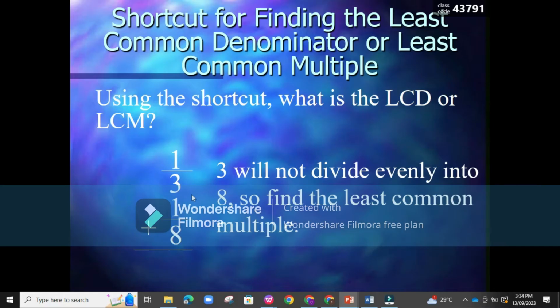Okay, since 3 will not divide evenly into 8, find the least common multiple. For the least common multiple, you're going to do the listing method, or later on I will introduce to you the prime factorization method. So the LCD between 3 and 8 is 24, because you could no longer use the shortcut since 8 is not exactly divisible by 3.